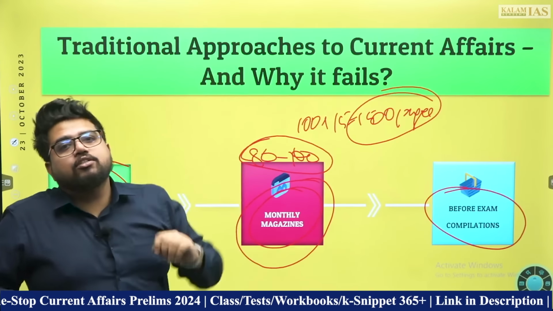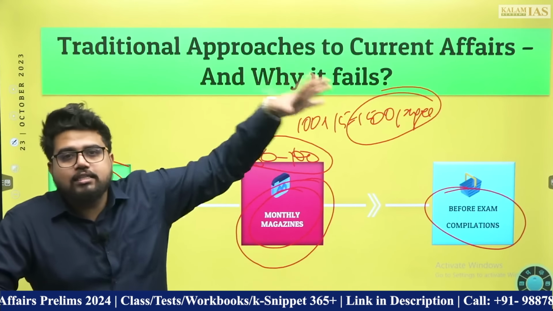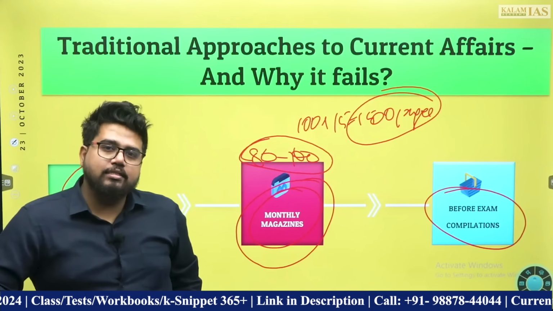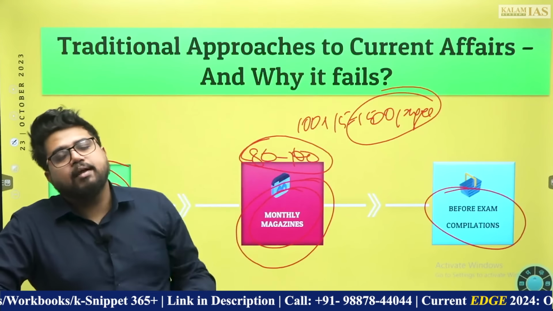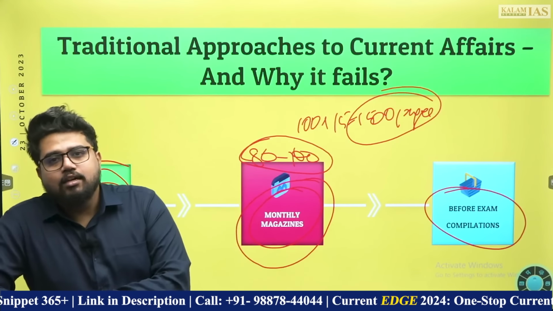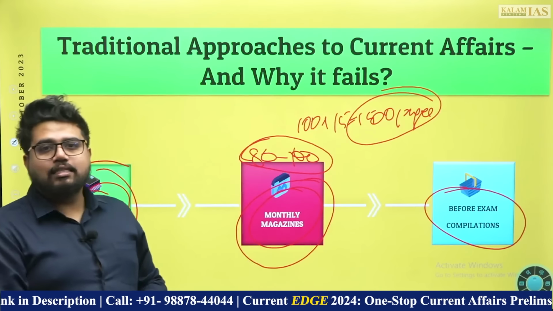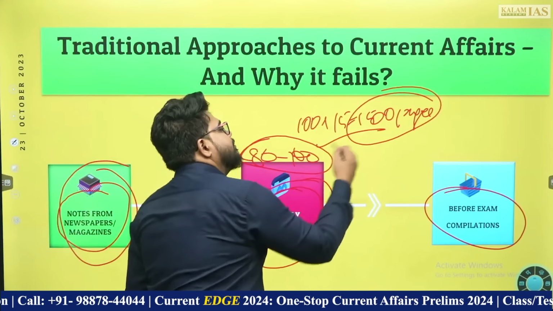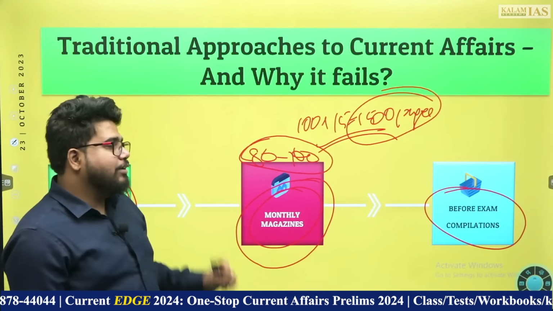So, if you take January 2023 magazines, on the same topic, some recent developments might have happened. Now, if you are still using that magazine, how can you integrate that? How can you integrate recent developments that are happening? So there are certain limitations with current affairs magazines also.